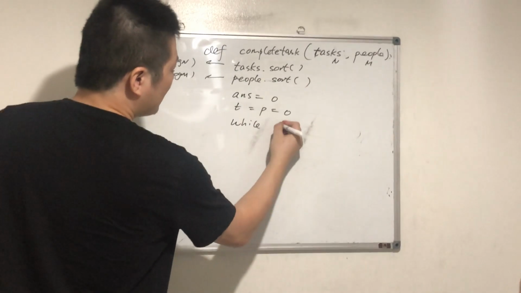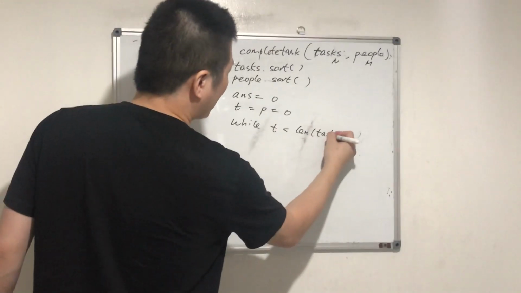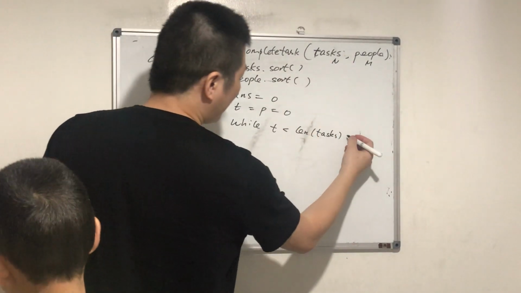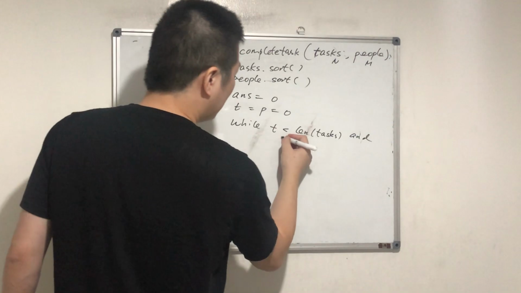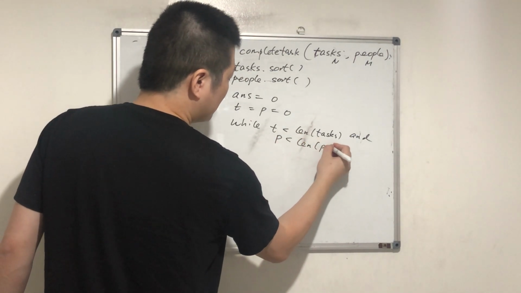While t is smaller than length of task, because we haven't run out of tasks, and we haven't run out of people, and p is smaller than length of people.